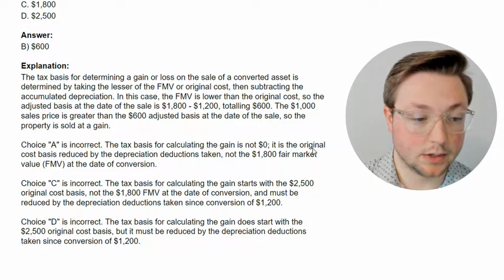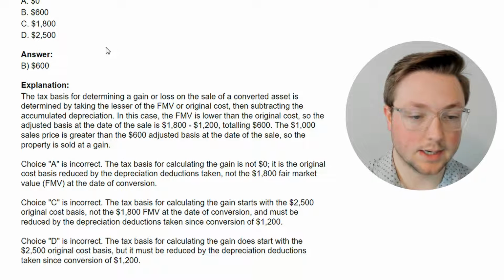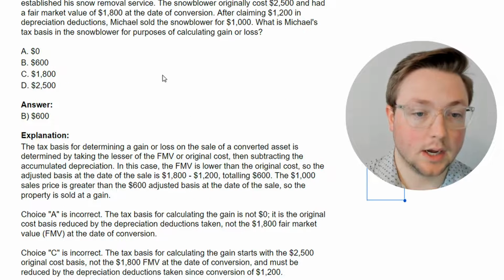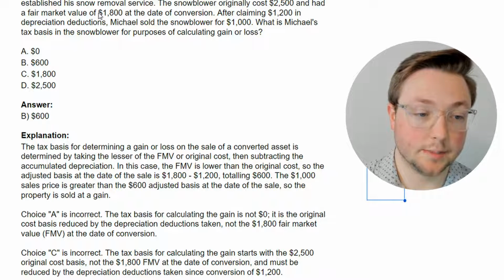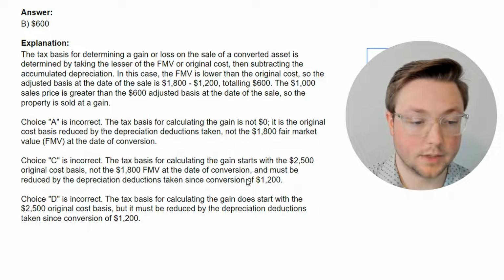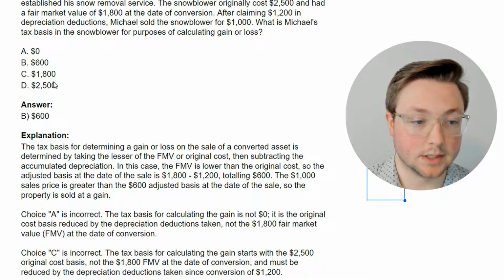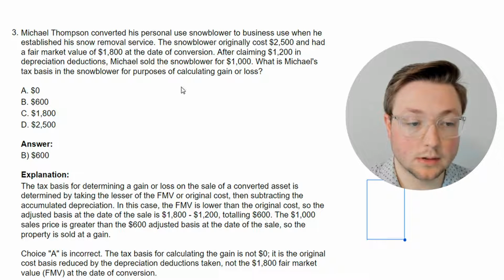Tax basis, of course, is not zero. Yeah, that wouldn't make sense because it does have to have a basis, unless, I guess if he had had $1,800 of depreciation, then yes, the basis would have been zero at the date of the sale. Okay. Yep. It has to be reduced by the depreciation. Okay. So yeah, these ones are wrong because it's not taking the depreciation into account. All right, so yeah, we're still learning things.